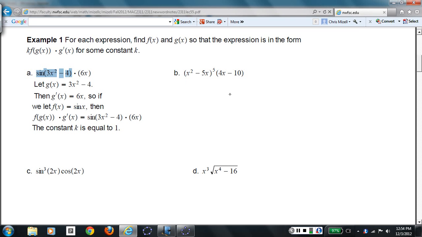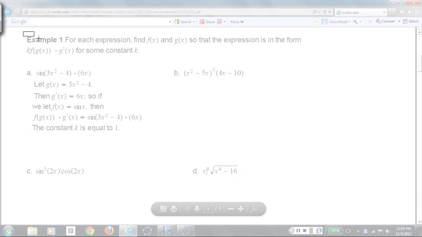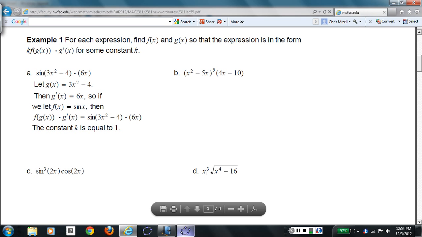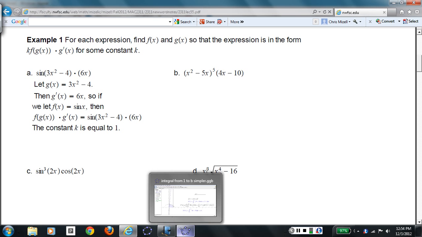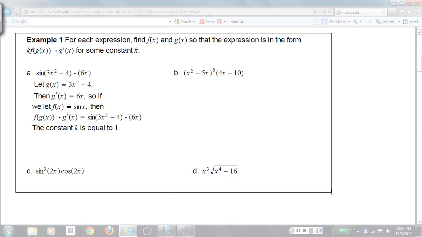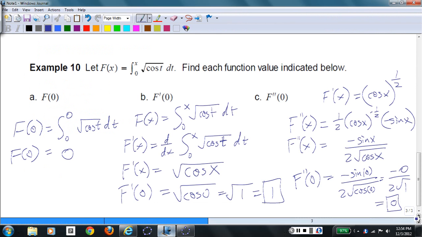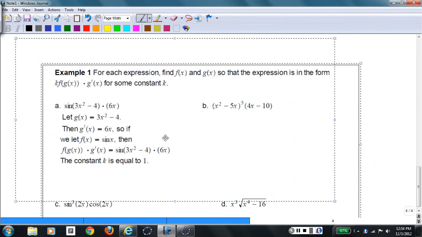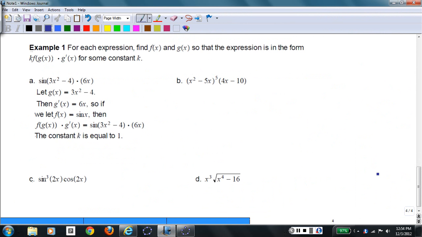The b part there, the x squared minus 5x quantity to the 5th power. Hopefully this will be no worse. Looking for better. Better is better than not worse, I guess.